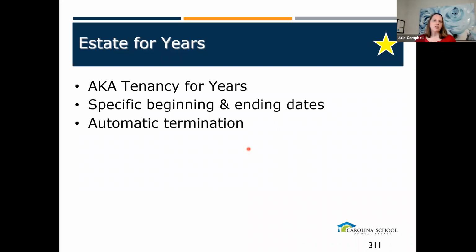In an estate for years, we have a specific beginning date and we have a specific ending date. And when it's over, it's over. We don't have to give each other notice. We've already agreed to the date that it's going to end. So it automatically ends at that time.